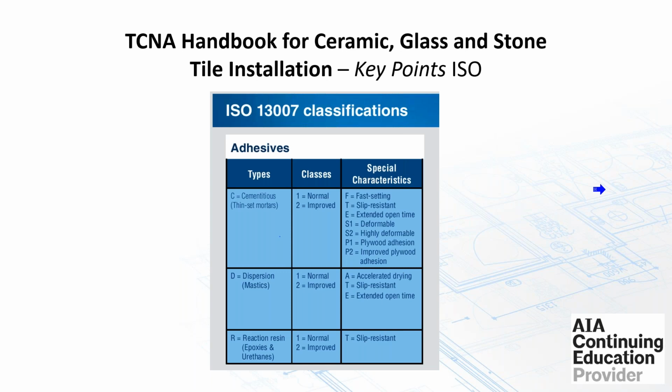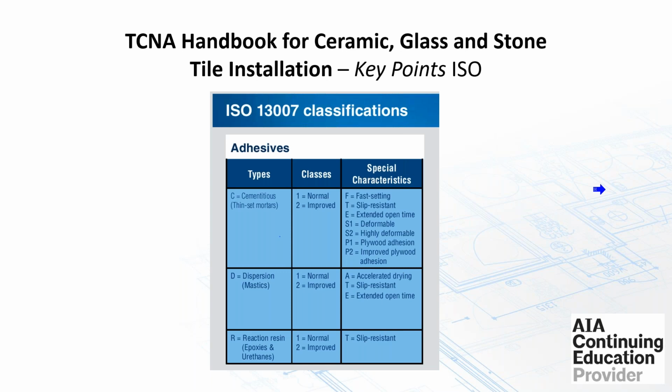So for instance, let's say I want to pick out a mortar that has good open time and can be applied pretty non-sag because I'm putting a gauged porcelain tile on a wall. So I might look for a C2, T, S2, with an E. So I've got extended open time, non-slip characteristics, and it allows for some deflection.